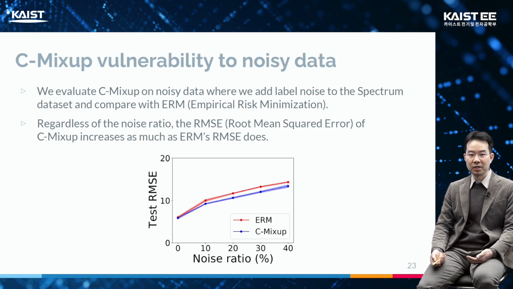So we performed some initial experiments showing that C-Mixup is indeed vulnerable to noisy data. We evaluate C-Mixup on noisy data, where we add label noise to a data set called Spectrum. This is a manufacturing data set. And we compare it with typical empirical risk minimization, or ERM. As a result, regardless of the noise ratio, the RMSE, which stands for root mean square error, of C-Mixup increases as much as ERM's RMSE, as shown in the plot below. The x-axis here is the noise ratio and the y-axis is error. The more noise we have, the higher the error for ERM and C-Mixup, which is bad.